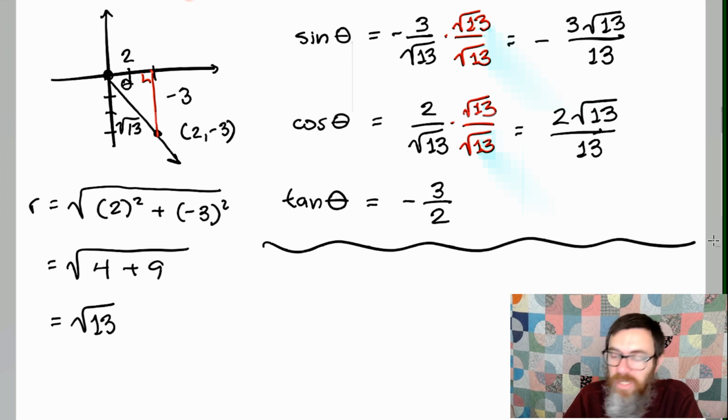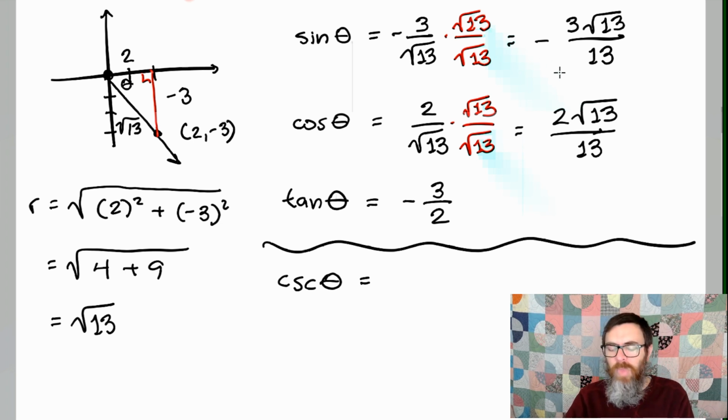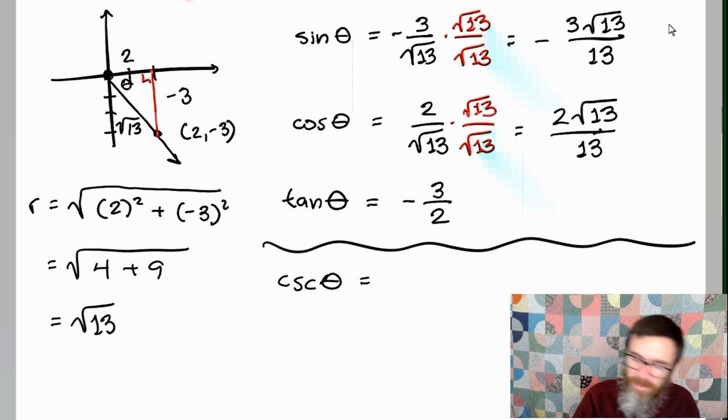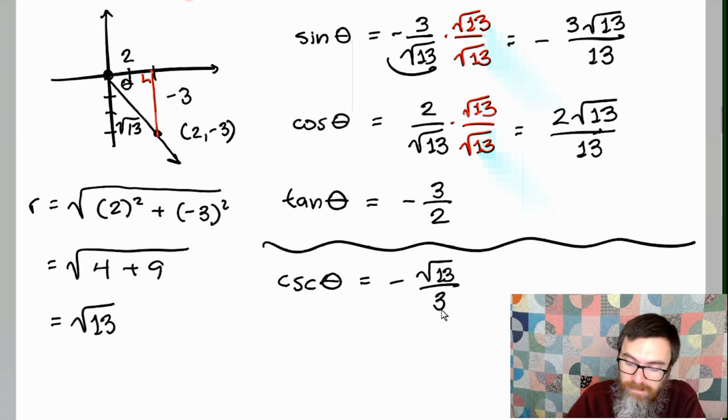Once you have these first 3 done, the next 3 fall out very, very easily. So I do cosecant because that is the reciprocal of sine. And again, I don't want to use the rationalized version unless I need to. So if we back it up a little bit and we look right here, flip that over. That gives us negative square root of 13 over 3. And I don't need to rationalize that.